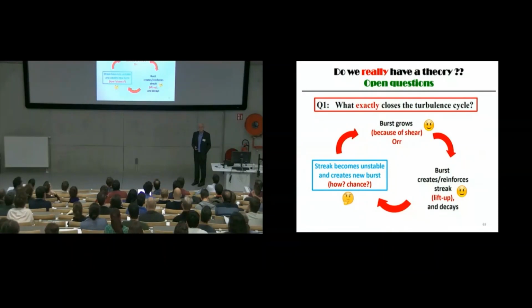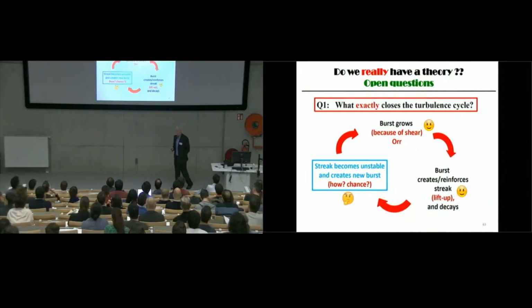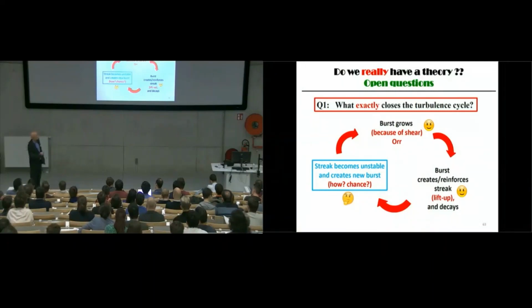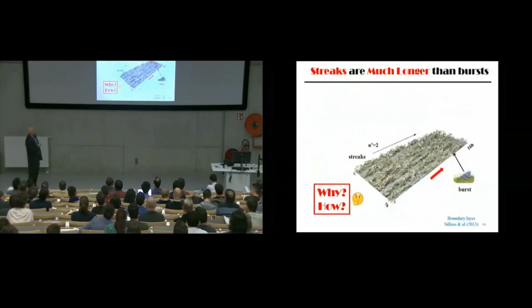But remember, you have to be skeptical. What happens here? How does this thing happen? Just by chance, things become unstable, and they happen to create a new vortex. Why don't they create a new vortex in another place that is the wrong place? This is the first question that is left open: what exactly closes this cycle? We don't know that. We really don't understand that yet, and until we understand that, we cannot be happy.